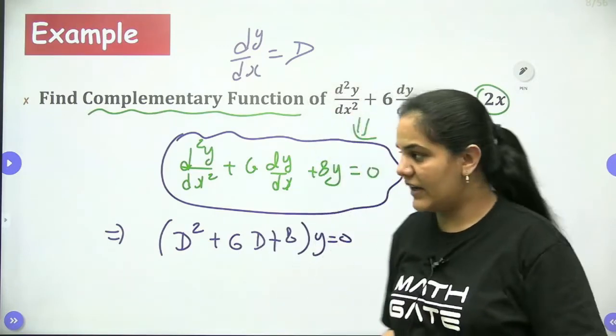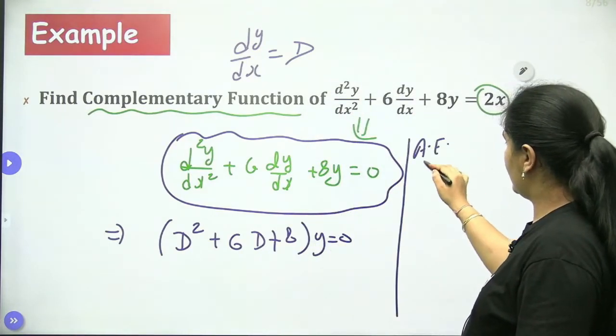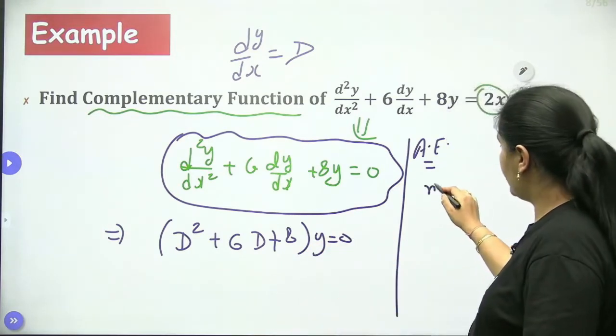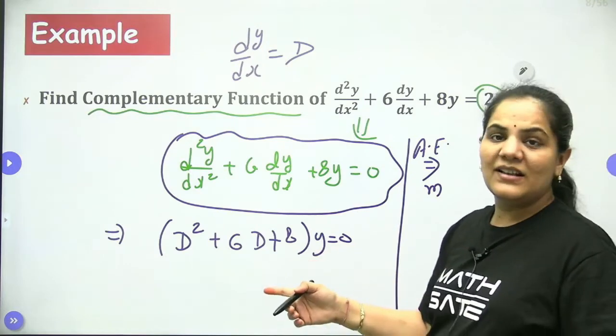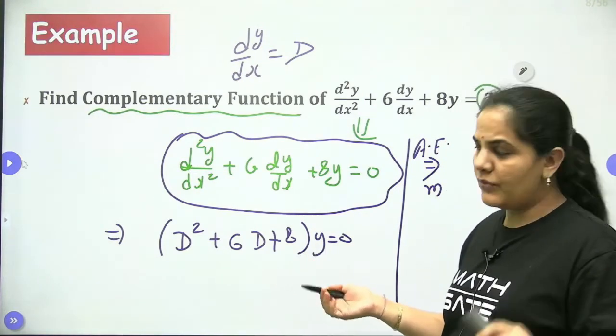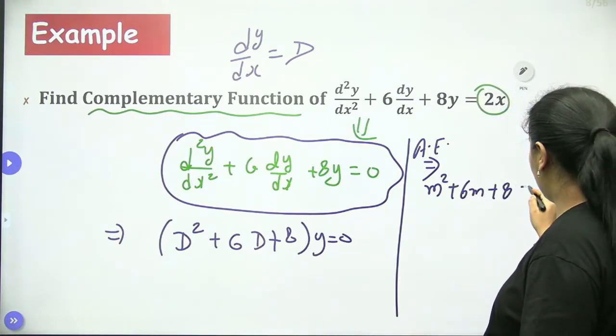Now let's approach it, guys. We have to find the auxiliary equation. So first of all, let's find the auxiliary equation in the form of m only. If you want, you can write it in the form of D only, but here I am proceeding in the form of m. So it will be m square plus 6m plus 8 is equal to 0.